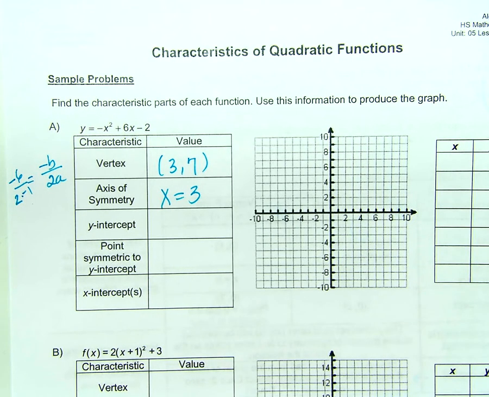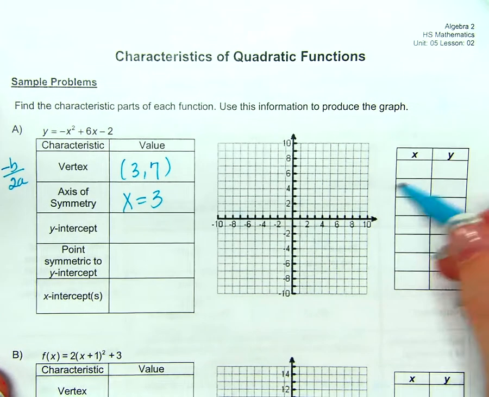Now at this point, it's really personal preference. I promise I'm not going to be looking to see what order you go in and take off points if it's not my way. You know how I feel about that, right? You can go on to the Y-intercepts, the point symmetric to Y-intercept, and then the X-intercepts. I don't, though. You guys know I'm a very visual person. I want to see stuff, right? So what I do at this point is I jump over to the table.